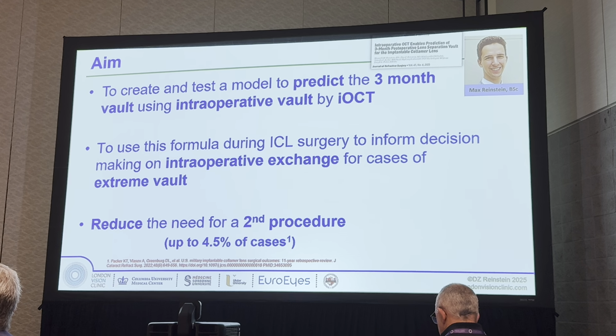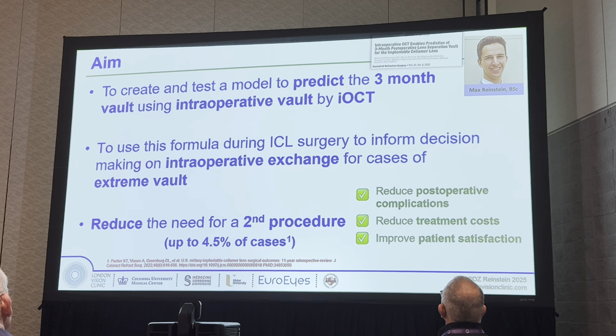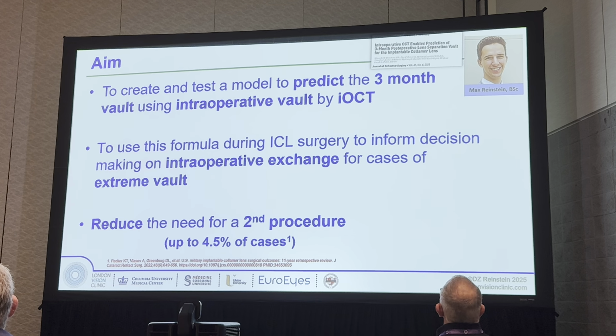Thank you for the introduction. So yeah, I'm a fourth year medical student at University College London, and I just arrived last night and then was told this morning, oh Max, why don't you present the presentation? Sure, okay.